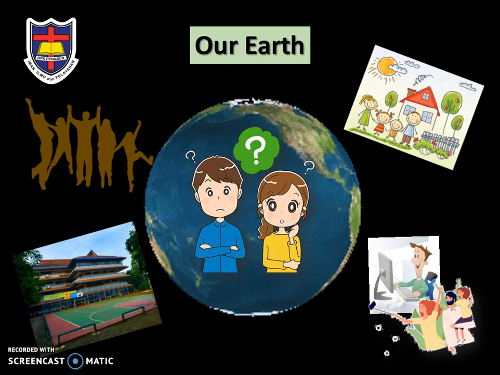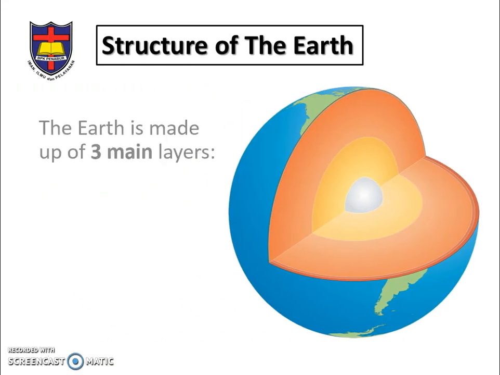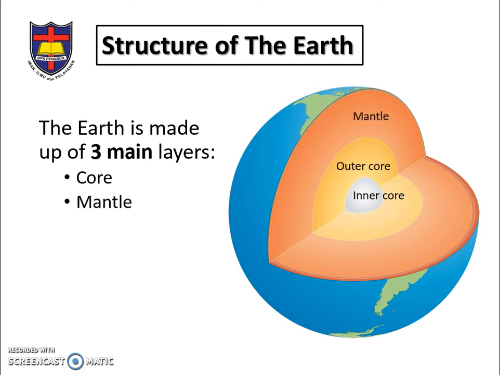Let's check it out. The interior of the Earth is divided into three main layers based on chemical and physical properties. The Earth has a core comprising a solid inner core and a liquid outer core. The second layer is a highly viscous mantle, and the outermost layer is an outer silica-rich solid crust. Let's explore it one by one.